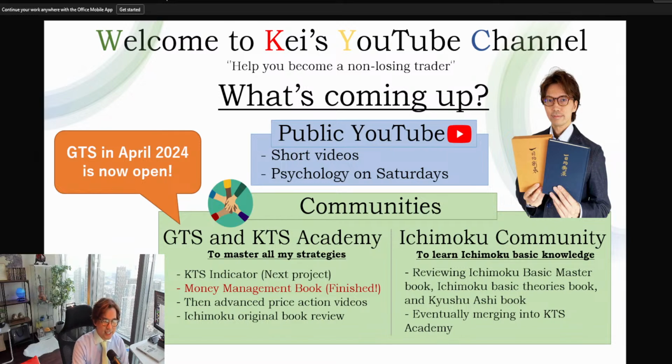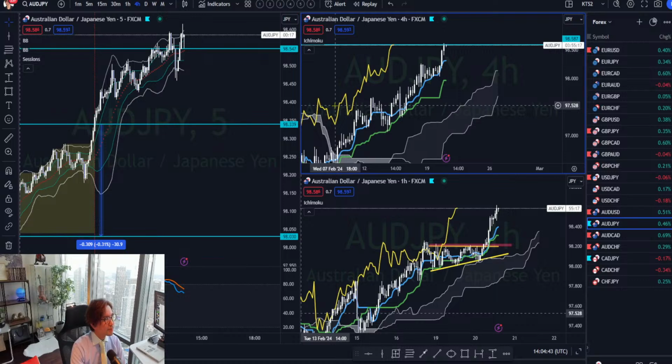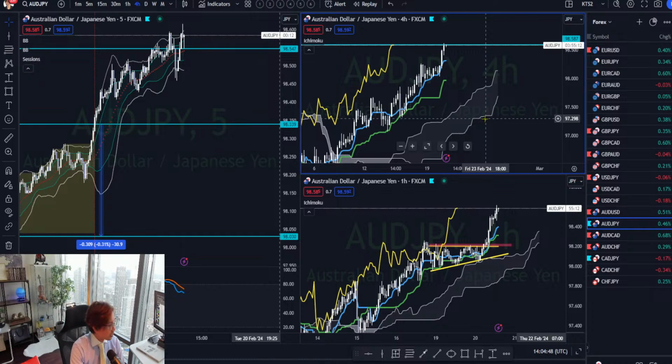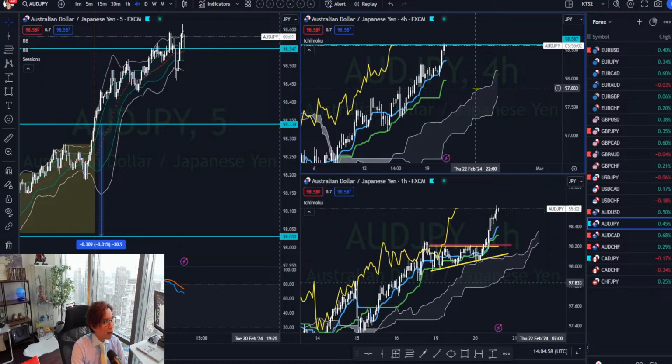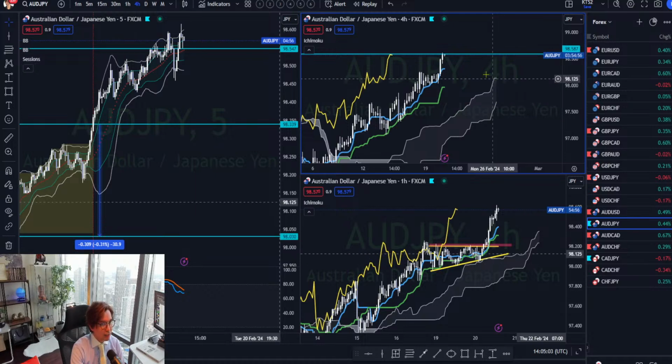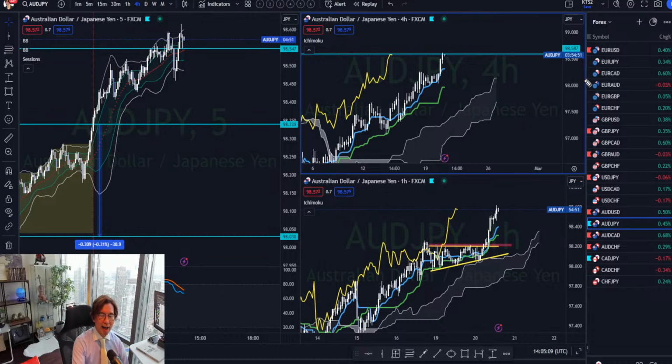So first let me switch screen to TradingView. And this is the AUDJPY as of 20th of February. Now this is 6 p.m. in Dubai time. But now I can see that the market is bullish and the Kumo is up. So here's 4 hour. Basically, I'm a trend follower, so I take entries whenever I see trending market.